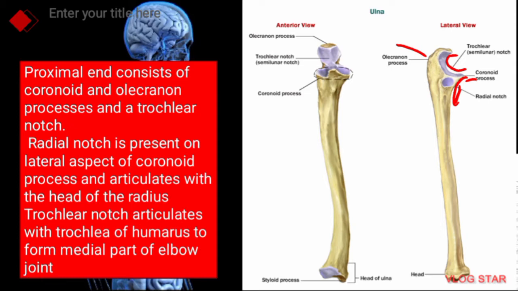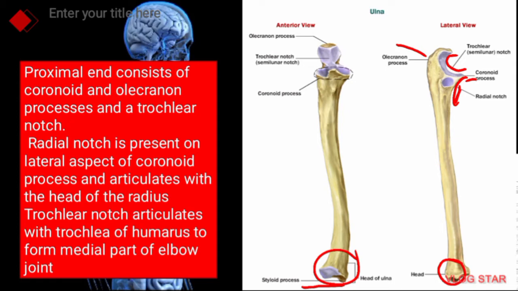Distal end consists of the head and styloid process. Distal end consists of the head of the ulna, and this is the styloid process. The head articulates with the ulnar notch on the distal part of the radius.